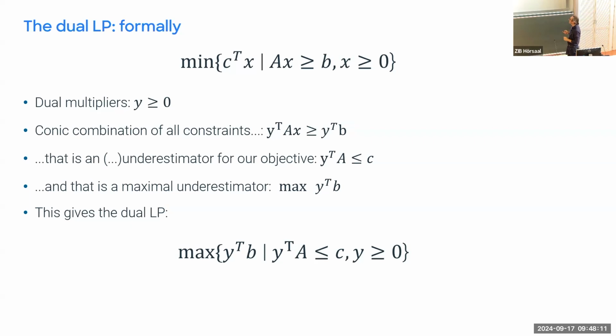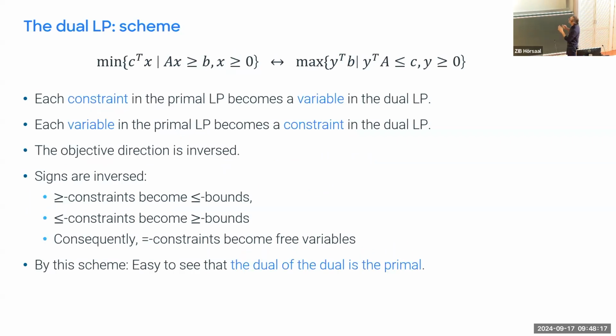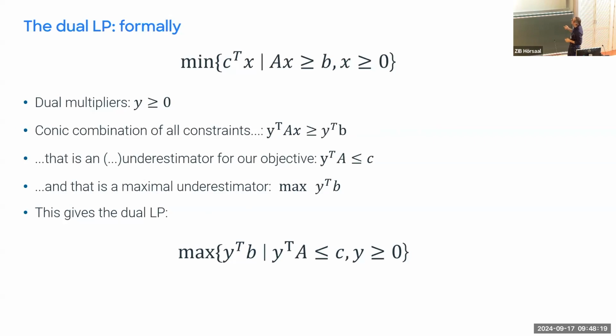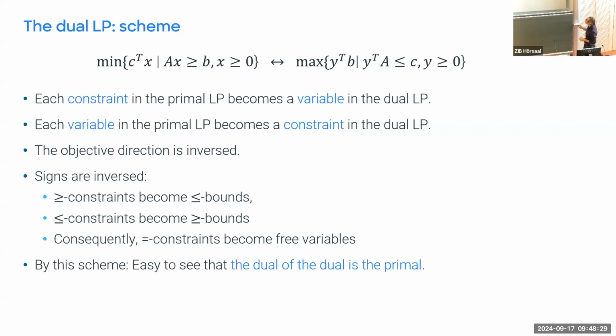Okay. So now what do we know about this primal and dual LP? First of all, if you have to do this yourself, it might sometimes happen that you want to write down the dual LP. This is here for the standard form, but if you compare, then you already see what you need to do. Here it's summarized again on this slide. The constraint in the primal LP is a variable in the dual. The variable in the primal becomes a constraint in the dual. Objective direction is inverted, signs are inverted, and by this scheme it's also easy to see that the dual of the dual is again the primal.